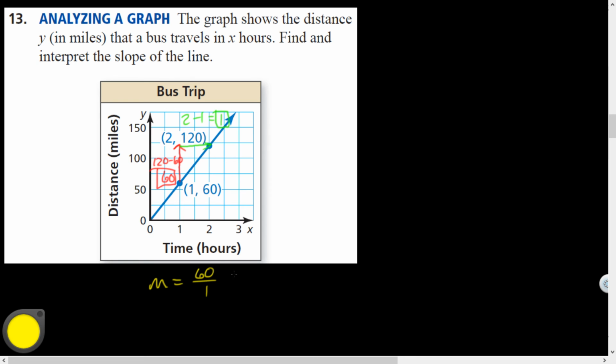Now, let's think about these in terms of units. What was the rise measuring? It was measuring miles. And what was the run measuring? It was measuring hours. Notice this, guys. This is like a big mind blower. Are you ready? The slope is 60 miles per hour, MPH, miles per hour. That is the speed of the bus.